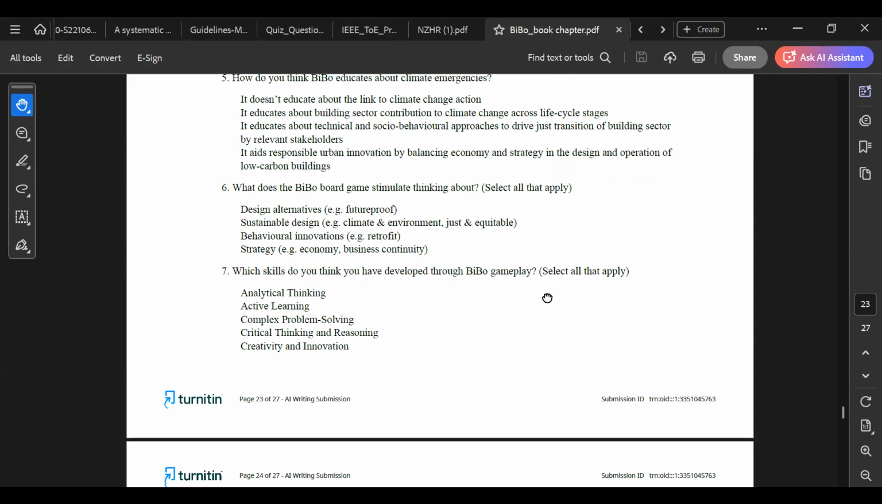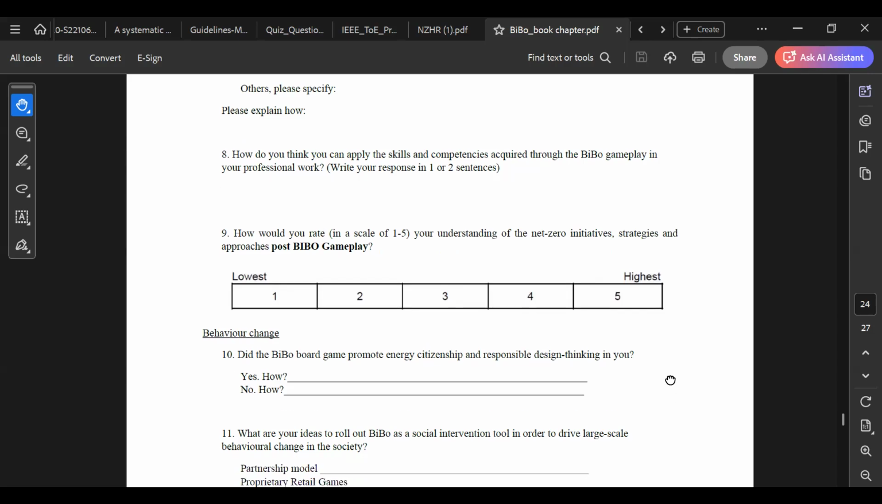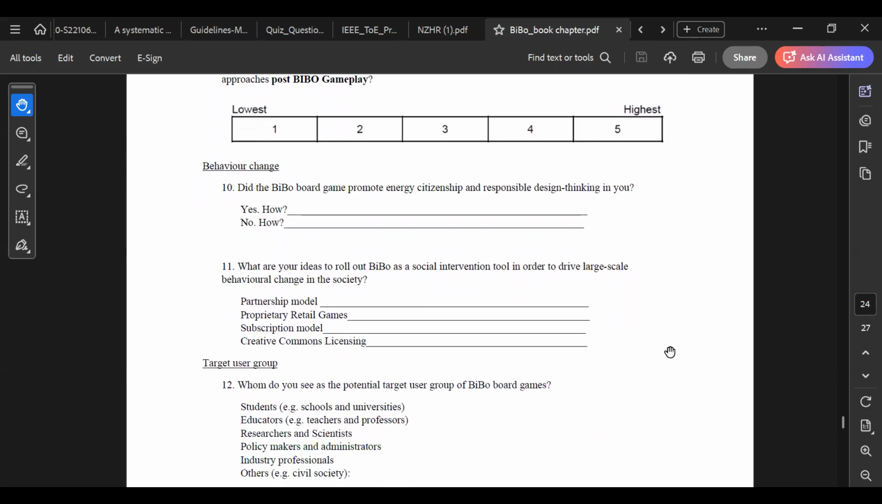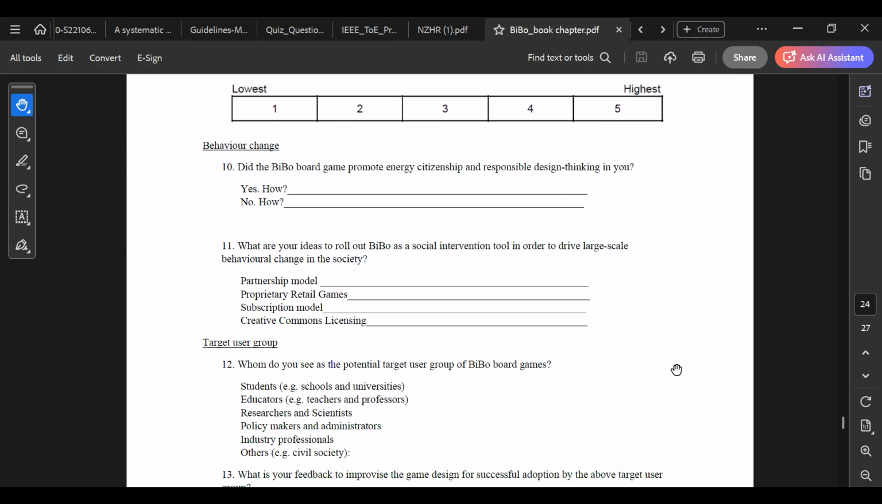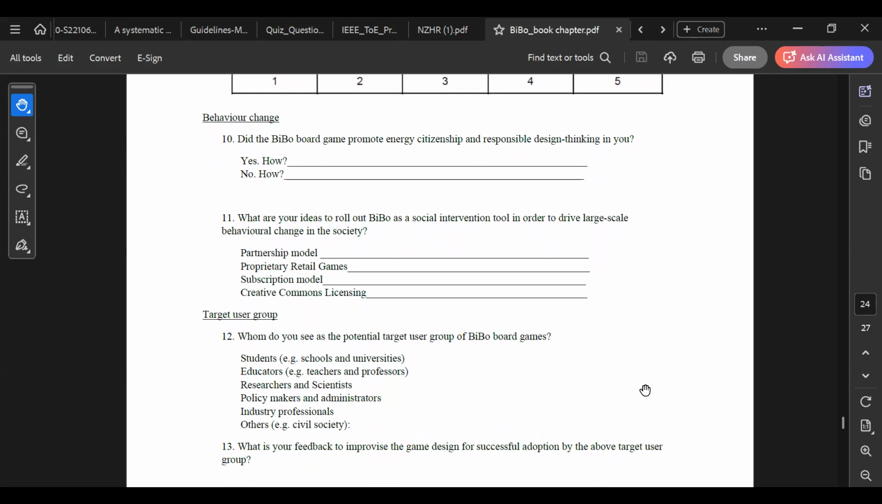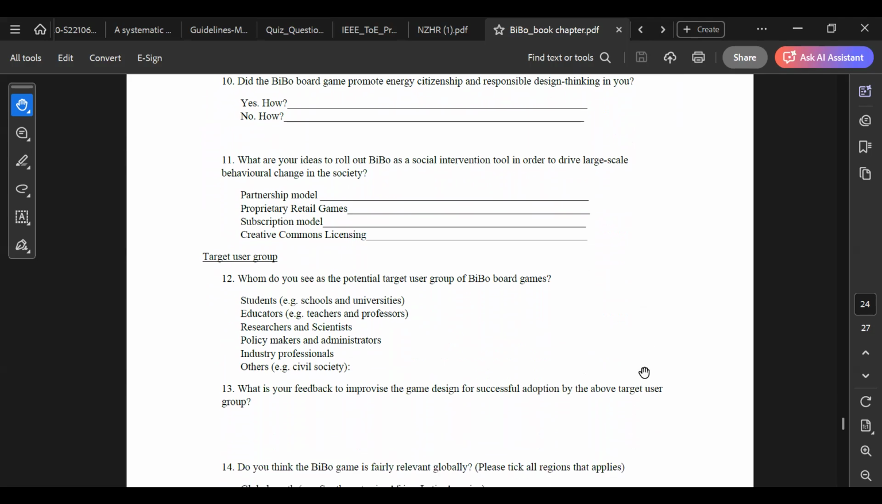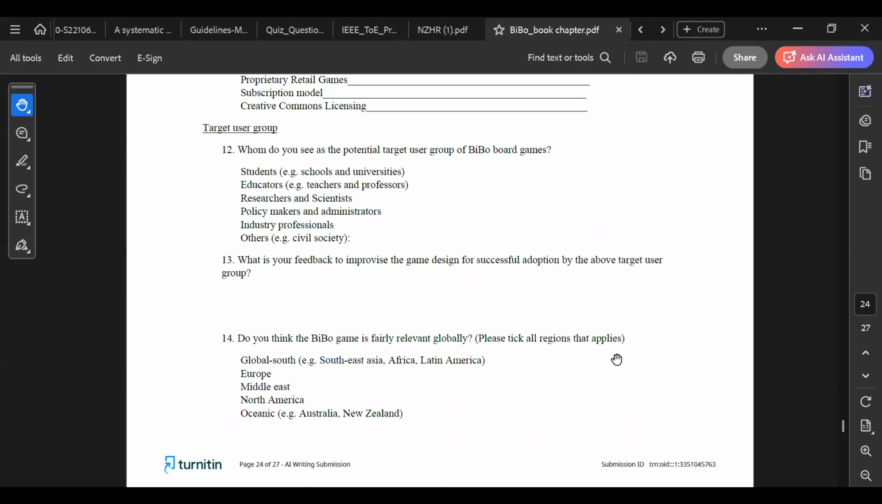If you go down further, the next section is on behavioral change. So once they have learned and understand what change they can bring in, we ask questions on behavioral change: how the game influenced them, and what their approach would be from here on when they meet similar situations or aspects. And the last section is on the target groups.